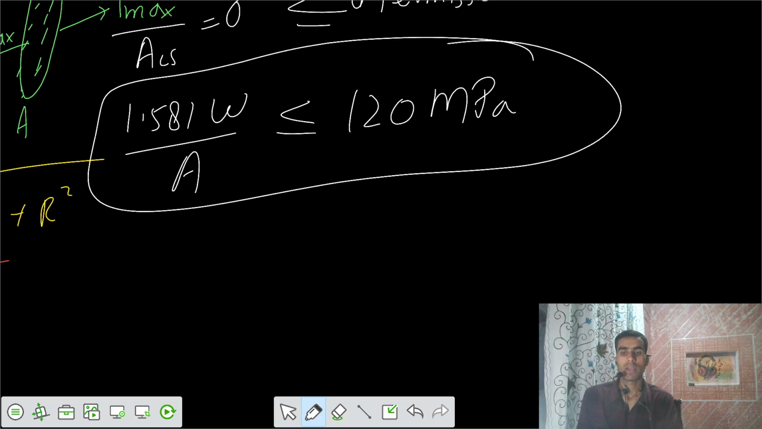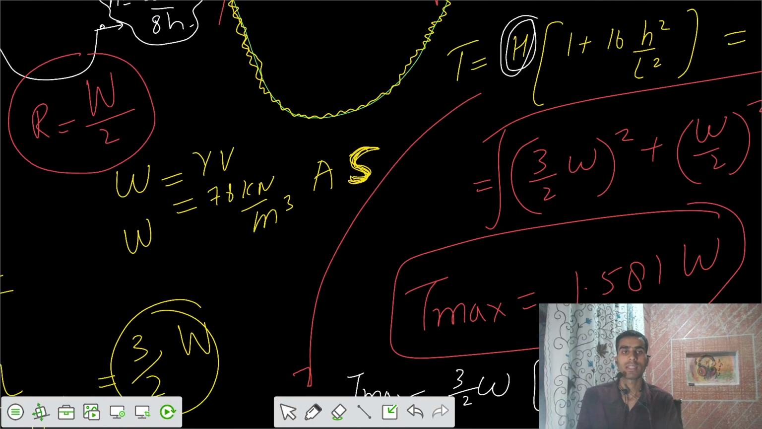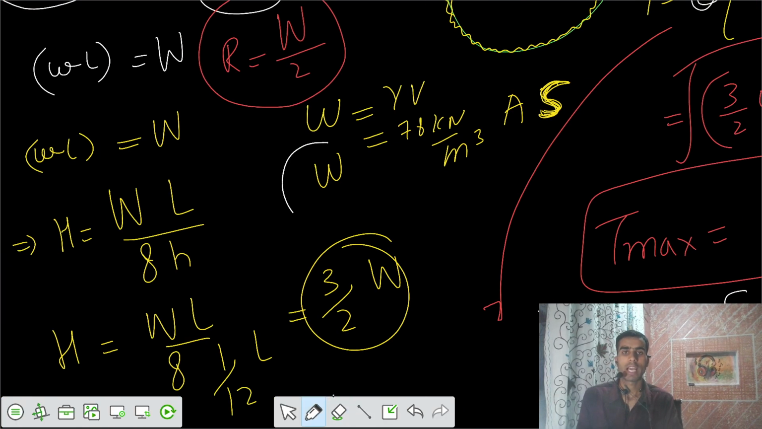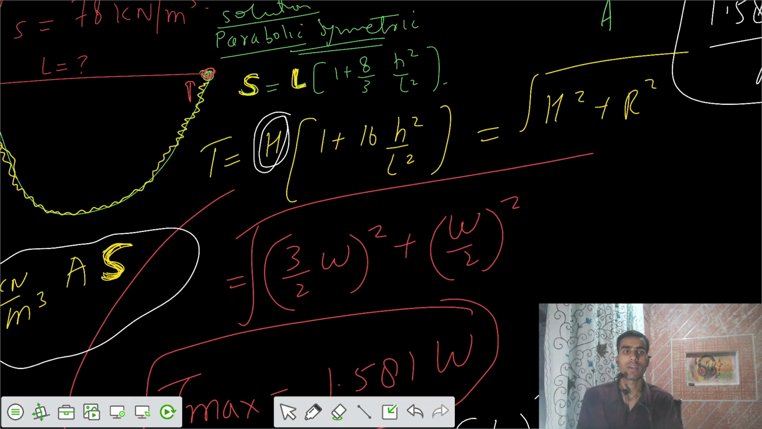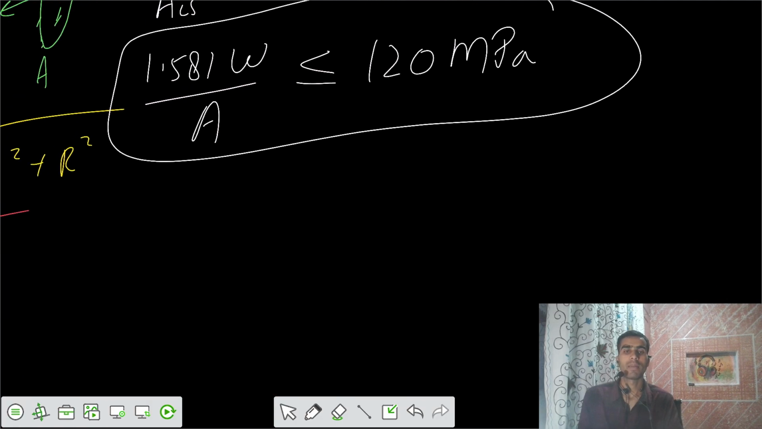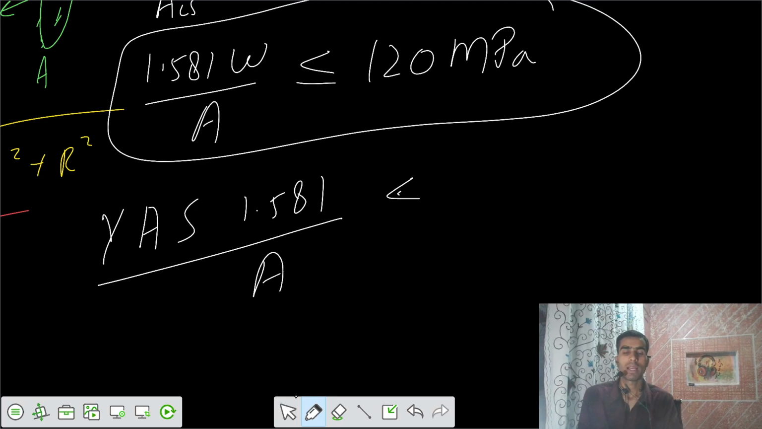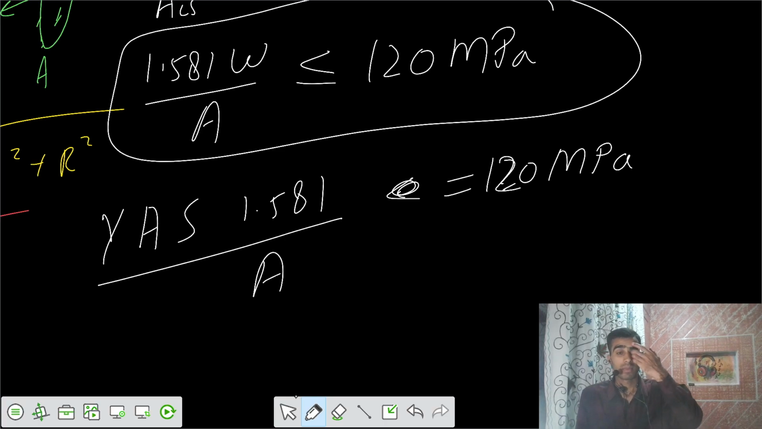Now I need to say what's the value of weight. Self weight is gamma into AS, so I have to get the value of gamma into AS. Let's write that: gamma AS into this factor of 1.581 divided by area A. Let's equate this with the 120 megapascal. Now our area gets cancelled.